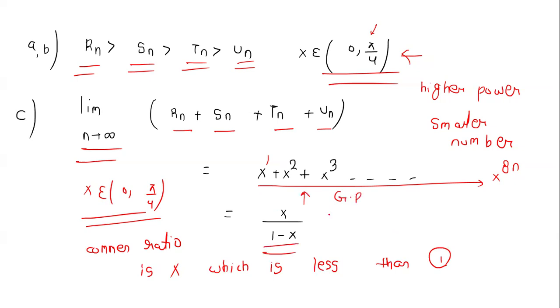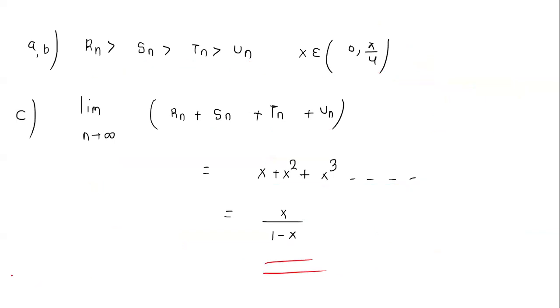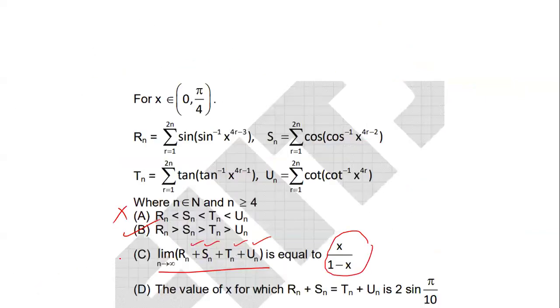So we know the summation of the infinite GP is a divided by 1 minus r. So a here is x and r here is also x. So it is x divided by 1 minus x. So this is the right thing. So based on this information, we can say that the C option is correct.